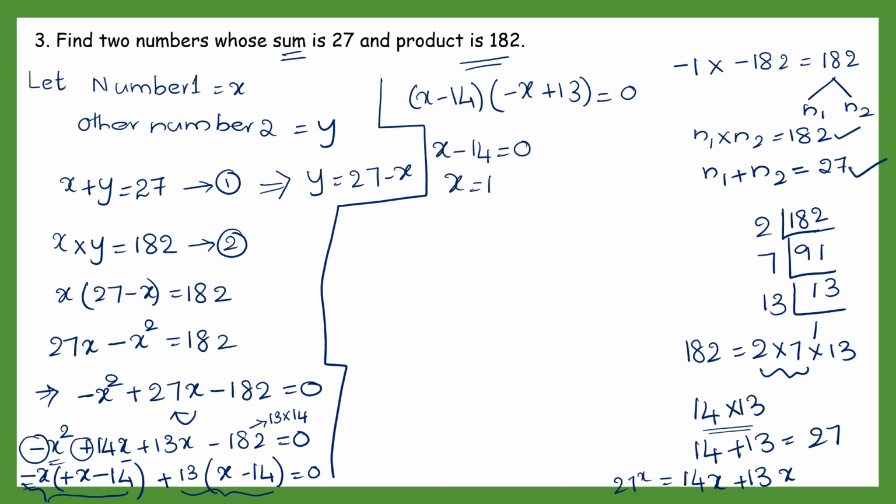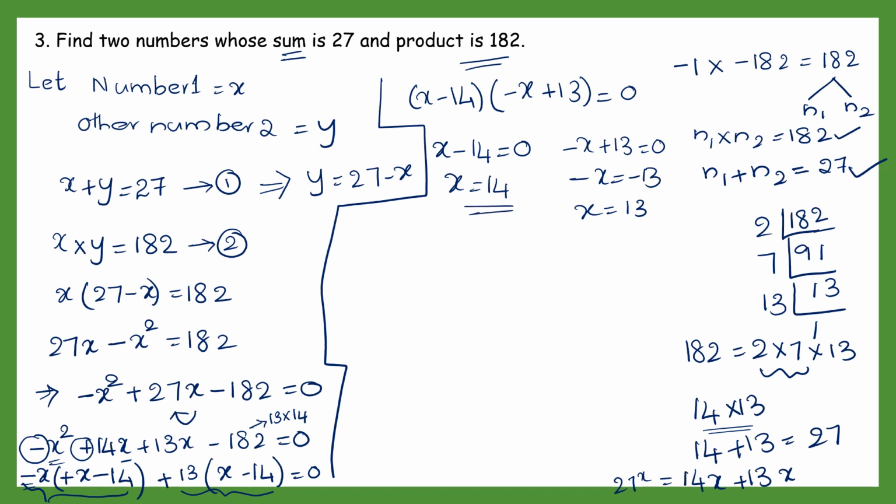X is equal to 14. Next, minus x plus 13 is equal to 0. That means minus x is equal to minus 13. X is equal to 13. They have asked us to find the two numbers.